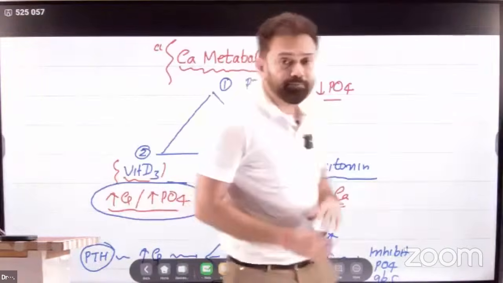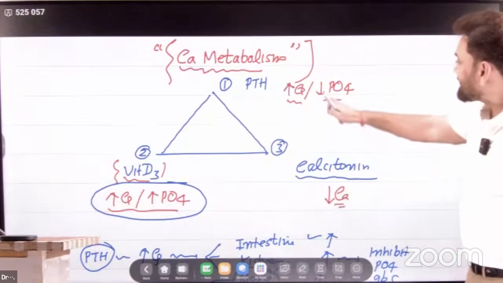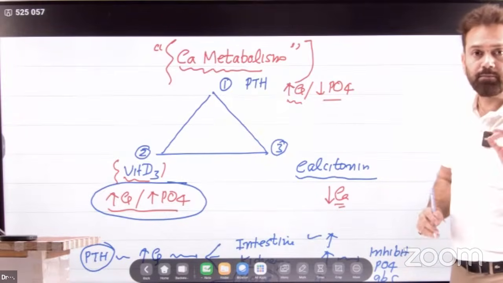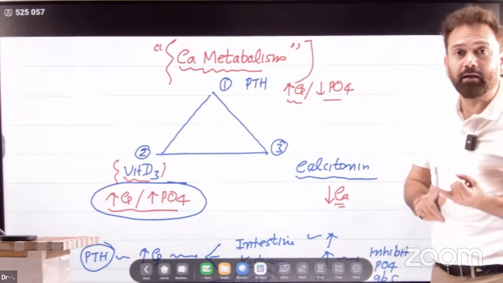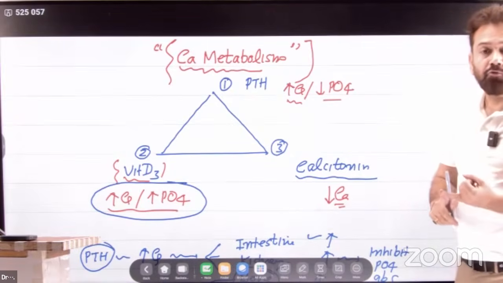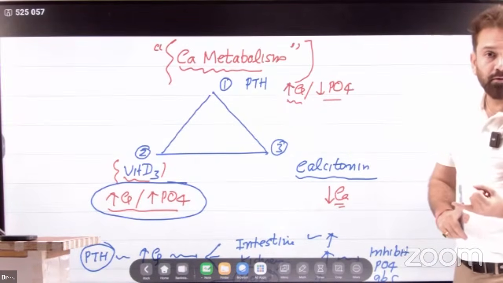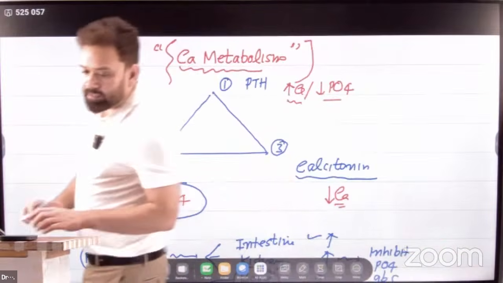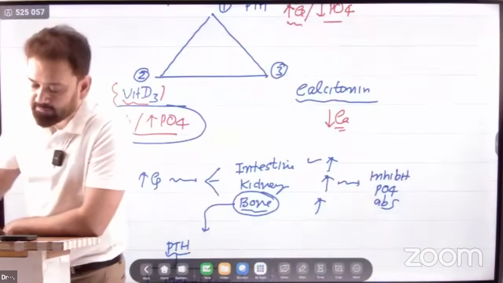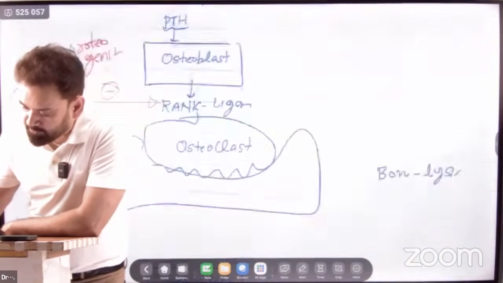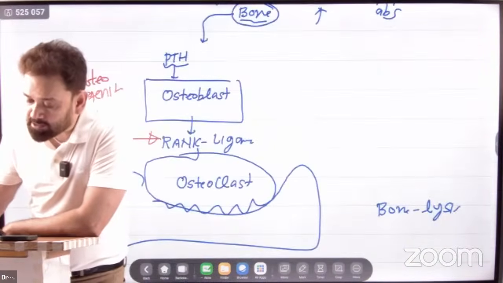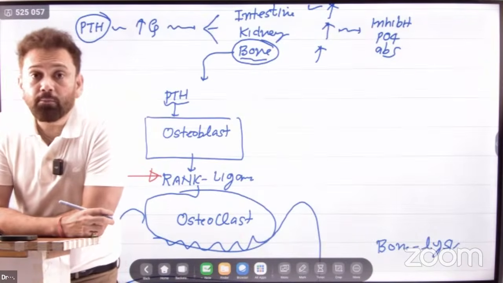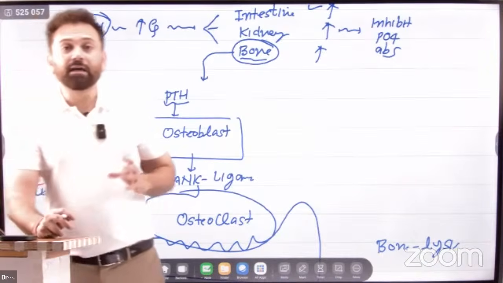Parathormone is increasing the level of calcium, decreasing the level of phosphate. Only this point. Now, increased level of calcium from where? From intestine, from kidney, and from bone. Is this clear? Now, vitamin D3 causes increase in the level of calcium as well as increase in the level of phosphate. Now, next point, OPG is a good hormone. Why is it a good hormone? Because OPG is inhibiting rank ligand.